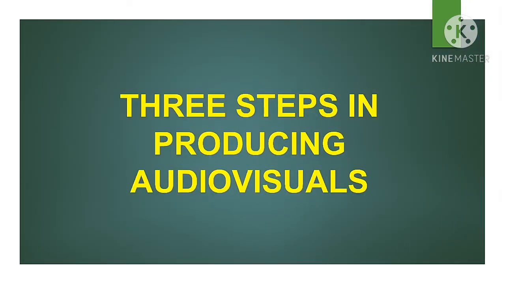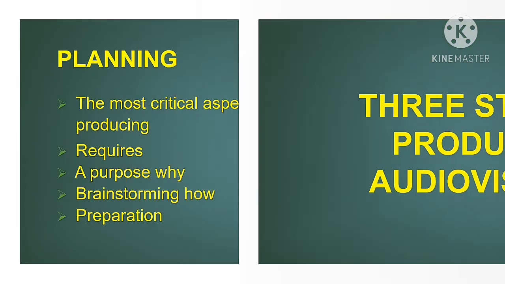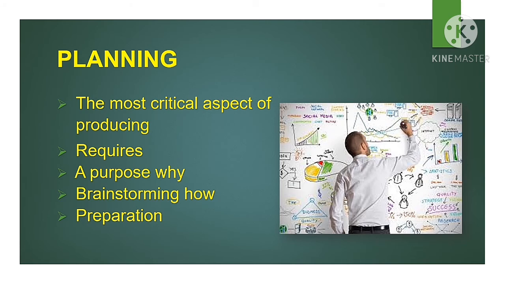Three steps in producing audio visuals. First is planning, the most critical aspect of producing. It requires a purpose why, brainstorming how, and preparation, just like what we see in the picture. Planning is the process of thinking about the activities required to achieve a desired goal. It is the first and foremost activity to achieve desired results. It involves the creation and maintenance of a plan, such as psychological aspects that require conceptual skills.